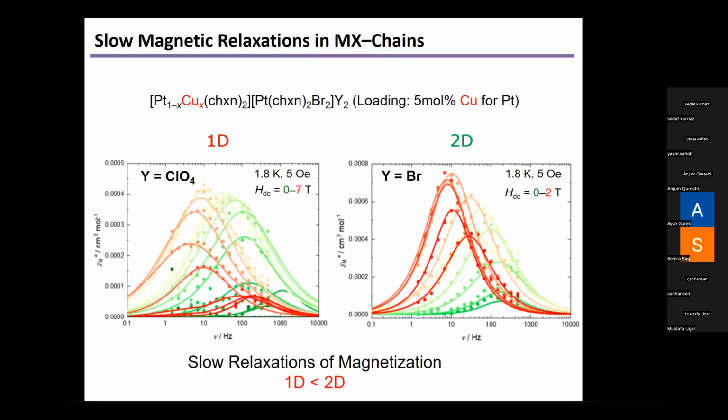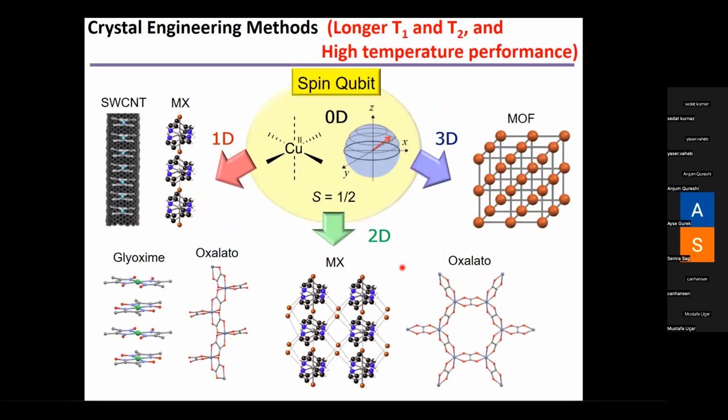Then we dope in 5% copper. We detect slow magnetic relaxation in the 1-dimensional perchlorate, and this is due to the single copper ion. In the 2-dimensional compound, we also see slow magnetic relaxation due to the copper ion. So the copper ion shows slow magnetic relaxation. The 2-dimensional compound has a longer coherence time than the 1-dimensional compound. The 2-dimensional one is better. So then next we use the metal organic framework.